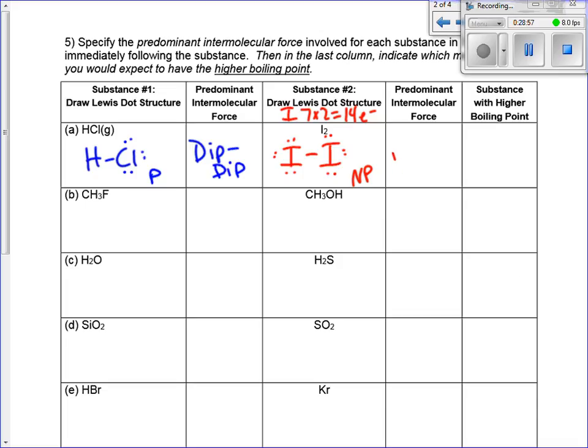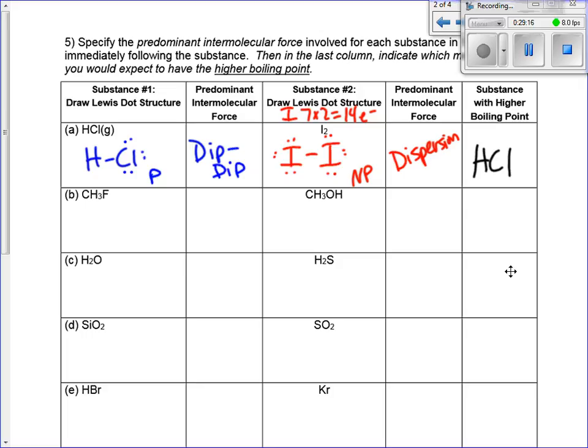Dispersion. Good. So if we're looking at these two here, who is going to have the higher boiling point? The one with the stronger force. Which one's the stronger one here? Dipole-dipole is stronger. So HCl would be your higher boiling point one.